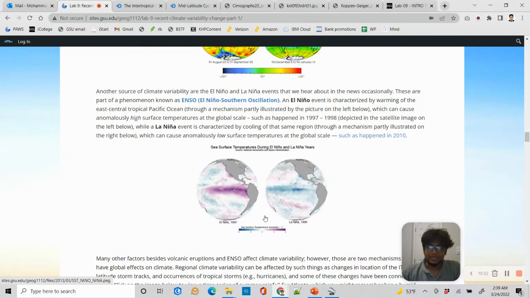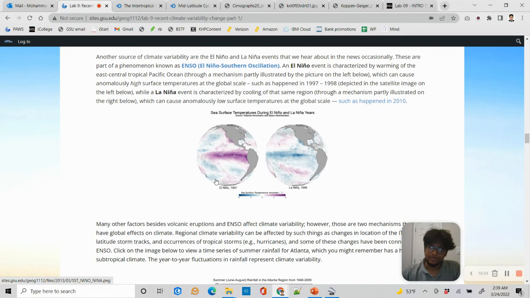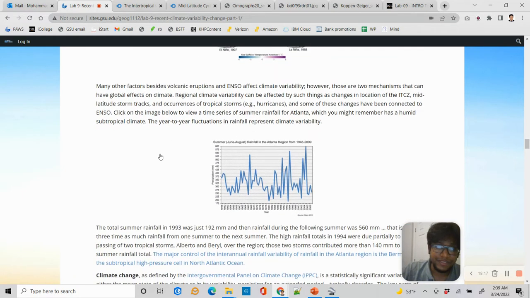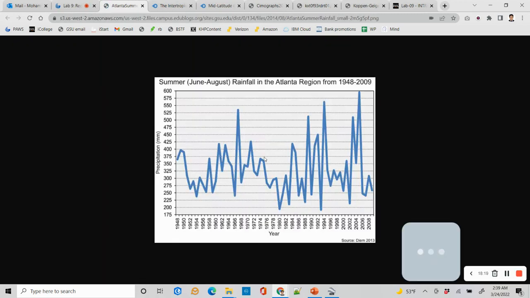And then this is the one I discussed in the presentation: El Nino, the warming of the temperature in the Pacific region. La Nina, the cooling of the temperature in the Pacific region. Then there is some graph to talk about.